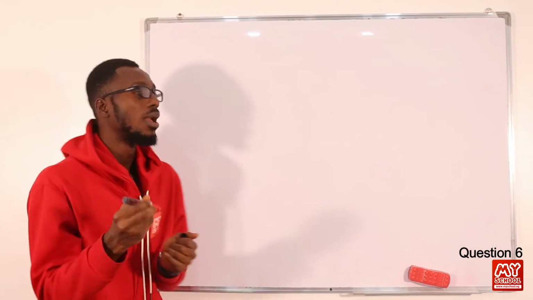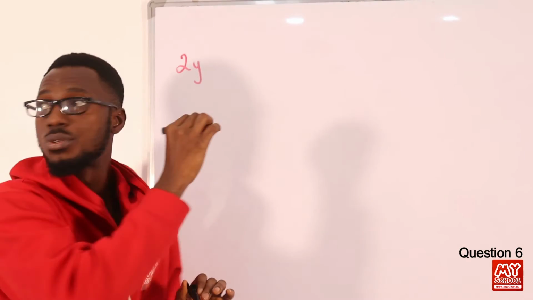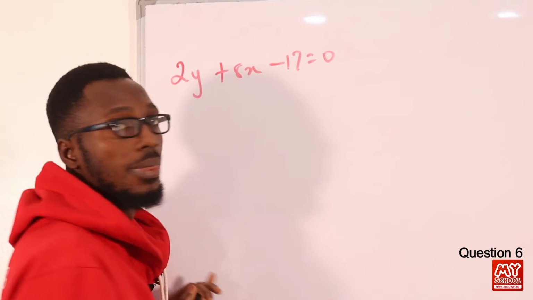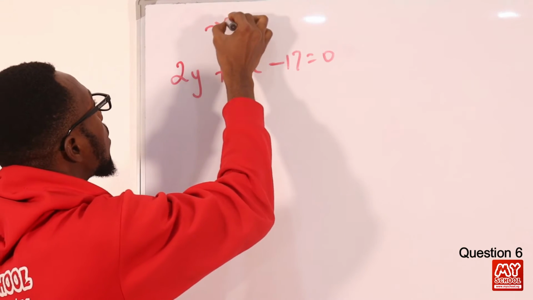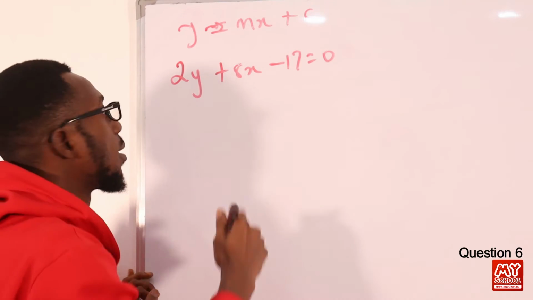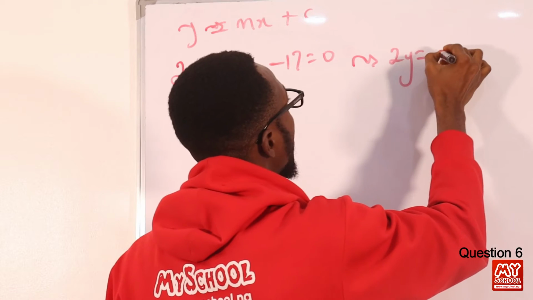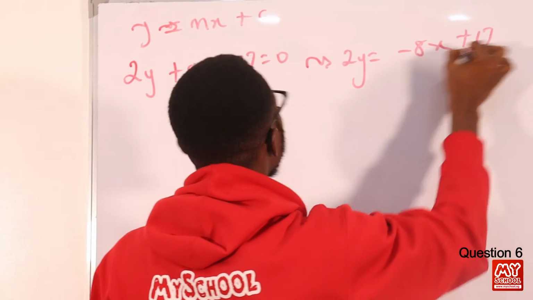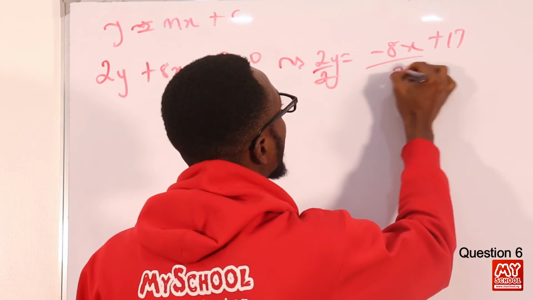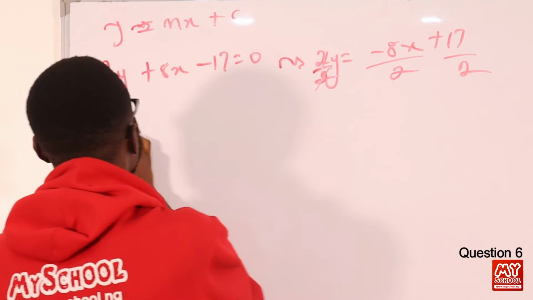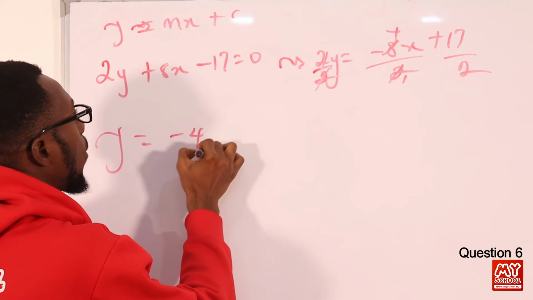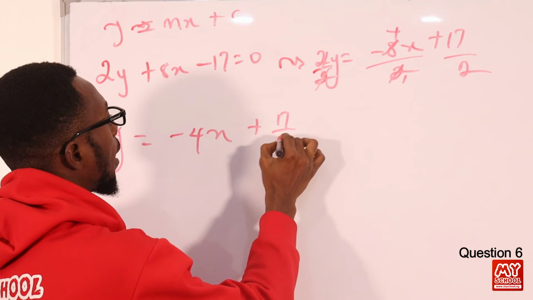So at first, let's replicate the equation we have here. We have 2y plus 8x minus 17 equals 0. So to make this equation look like y equals mx plus c, we have to send this in. So I should have my 2y equals minus 8x plus 17. So I divide both sides by 2. So I have my y equals minus 4x plus 17 over 2.